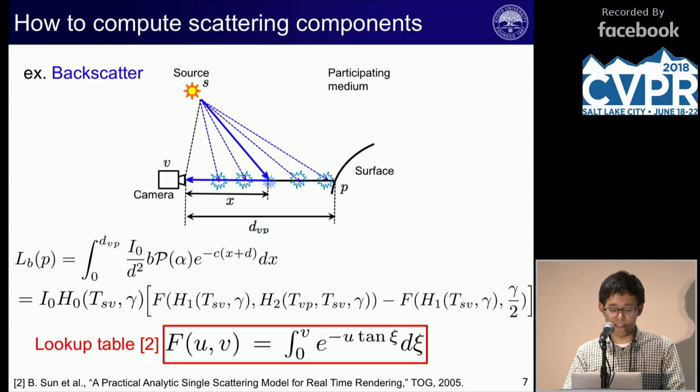To address this problem, we use an analytical form using a lookup table. In a previous study, analytical form using a lookup table has been proposed, and in this equation, F(U,V) is a lookup table. Its indices are U and V. That is, by computing the integral of F(U,V) numerically in advance, we can compute the scattering components efficiently.